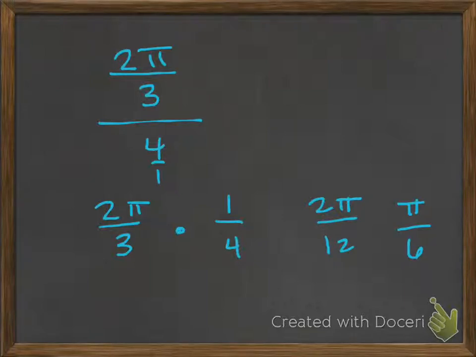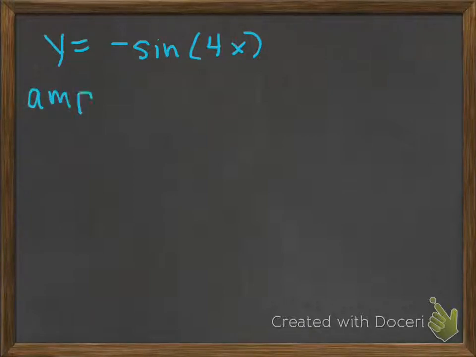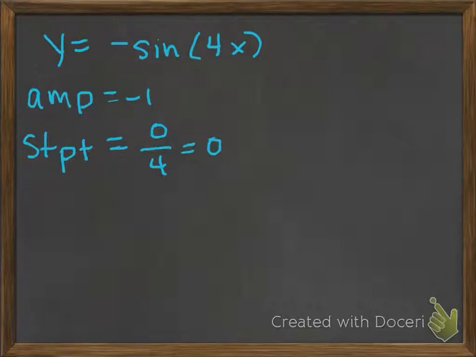Also, don't forget your amplitude determines your height. So 2 quick examples. If we do y equals negative sine of 4x, remember, our amplitude is negative 1. Let's do our starting point next. Our starting point is c over b, and my c value is 0 divided by 4. So my starting point is 0.